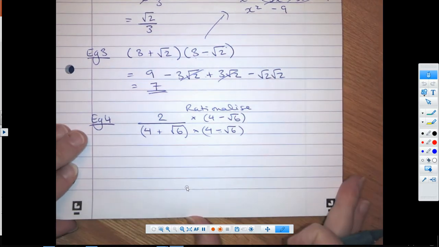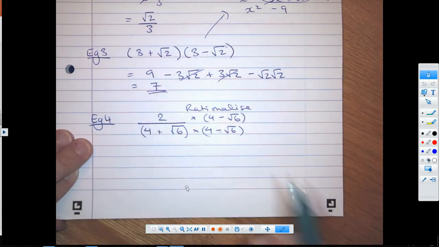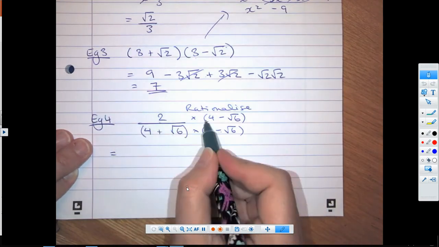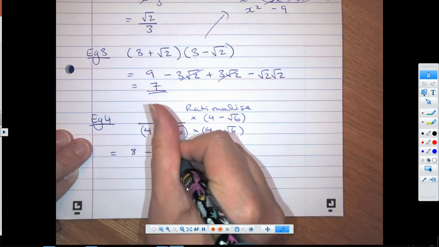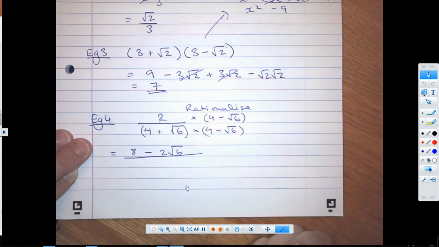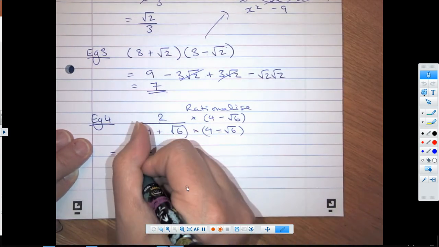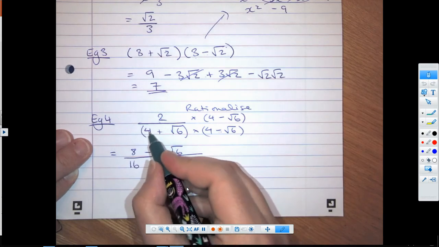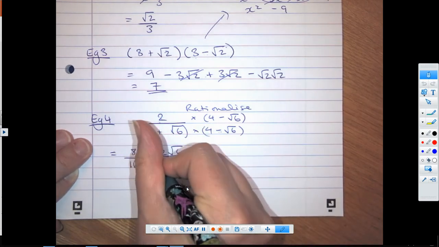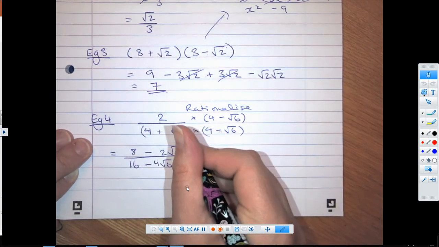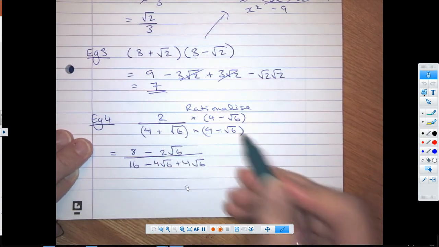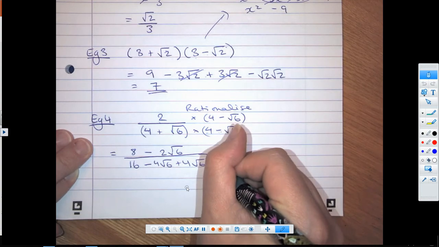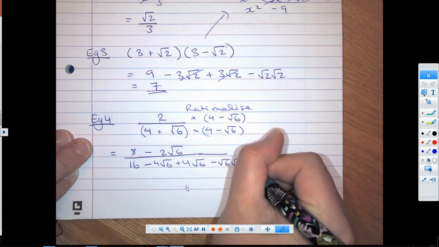Okay, we want to retain the value and keep it the same. So now let's expand this. 2 times 4 is 8. 2 times minus root 6 is minus 2 root 6. And that is all over 4 times 4, which is 16. 4 times minus root 6 is minus 4 root 6. Root 6 times 4 is plus 4 root 6. And then root 6 times minus root 6 is minus root 6 root 6.